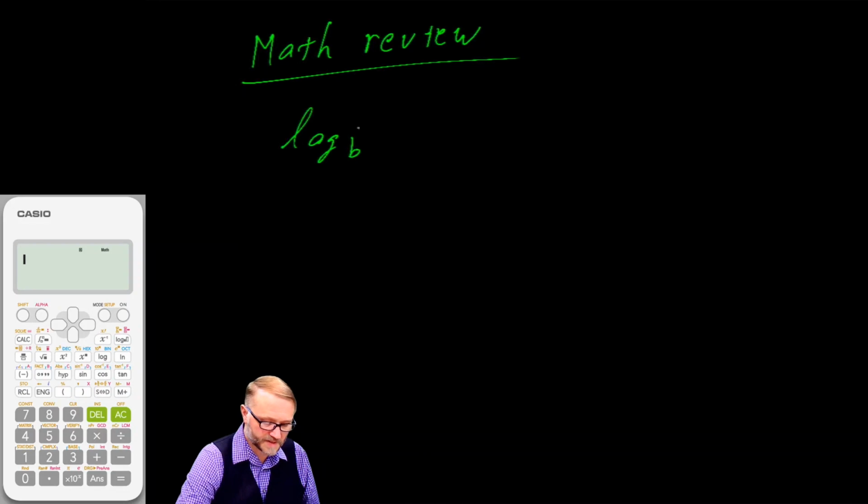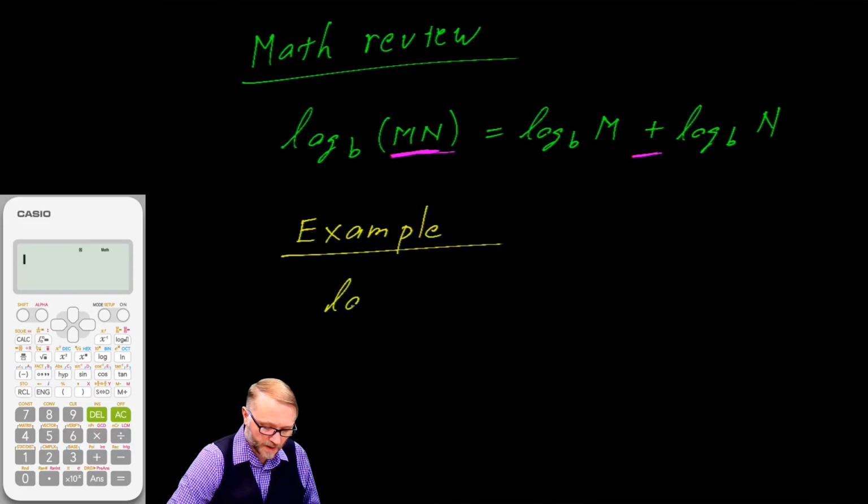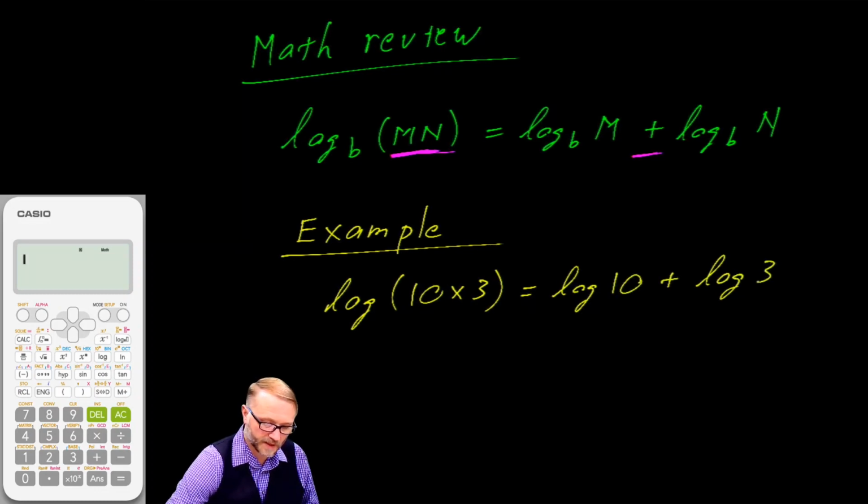Remember, log base b of m times n is log base b of m plus log base b of n. We see that this multiplication has become an addition. Here's an example. We'll take the log base 10 of 10 times 3. We can rewrite that as log of 10 plus log of 3.